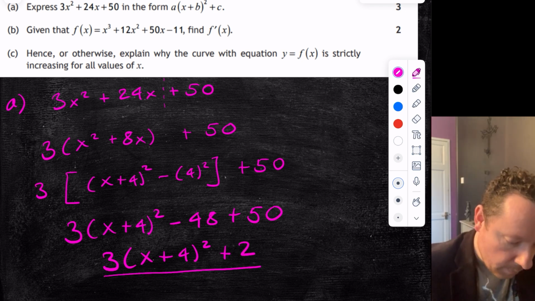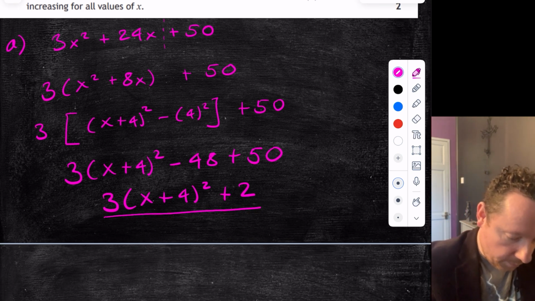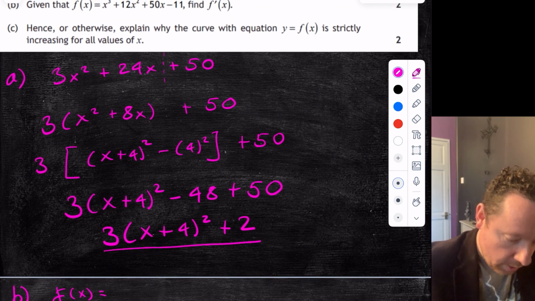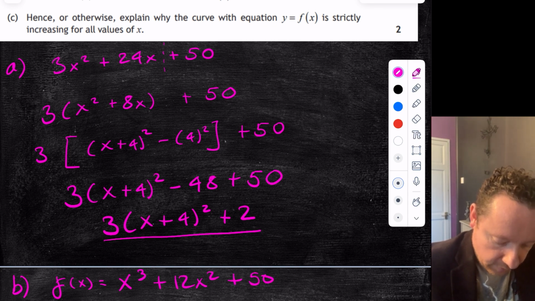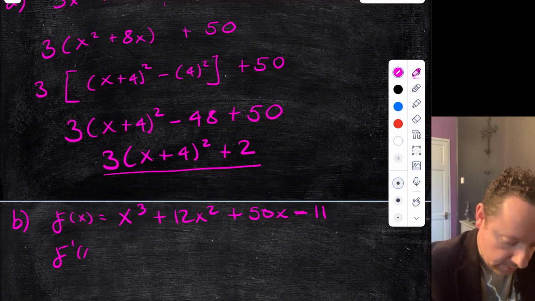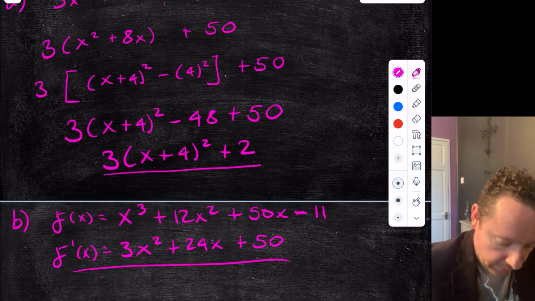And we're done there. Part B says, given that f of x is this, find f dash x. So part B, we know that f of x is equal to x cubed plus 12x squared plus 50x minus 11. So f dash x is 3 in front, x squared, 2 times 12 is 24x, 50 times x is just 50, and then minus 11 is 0, so we're done there.